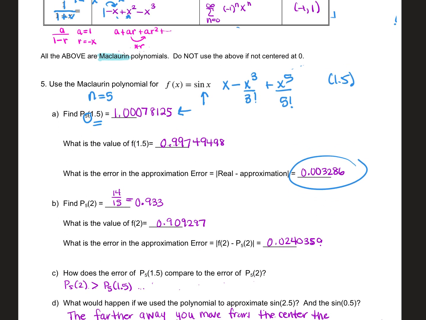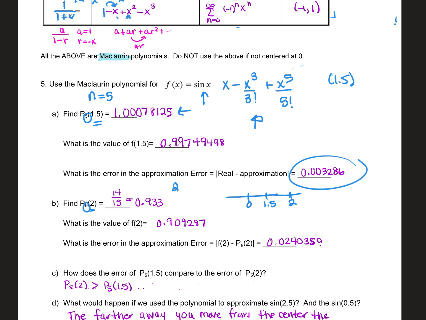So if I wanted to find the same polynomial, but this time I'm going to do it at 2. So I'm a little far from where we're centered. Remember, we were centered at 0. The first one I approximated was 1.5. The next one we're going to approximate is 2. So again, I'm doing the P5 Taylor polynomial, which would be right here. We're not centering it at 2, we're evaluating it at 2.